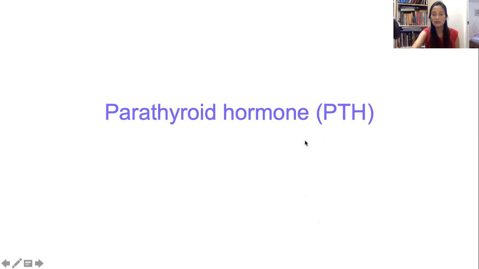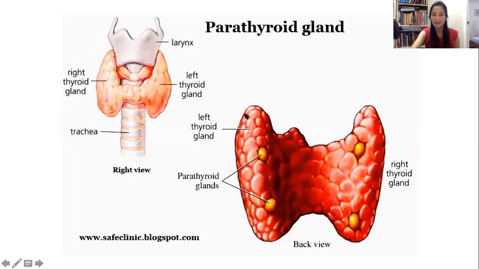So now we'll proceed to discuss the first hormone in our lecture, which is your parathyroid hormone, one of the most important hormones that is central to calcium and phosphate metabolism. Your parathyroid hormone is secreted by your parathyroid glands, which are usually four in number, and they are located in the posterior aspect of your thyroid gland. Usually they're a little bit yellowish.